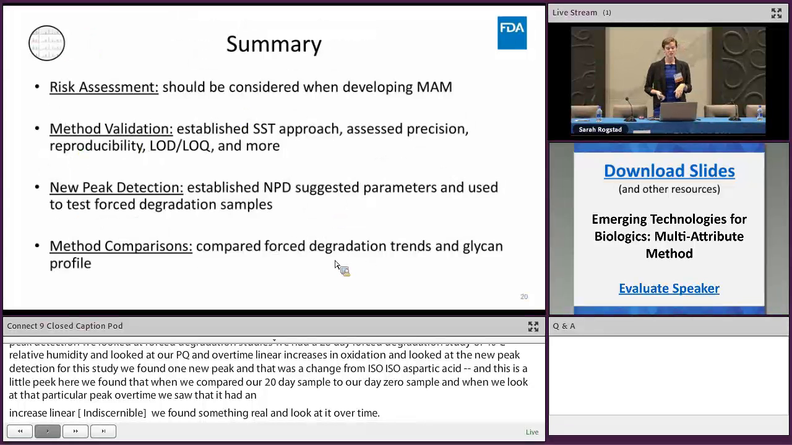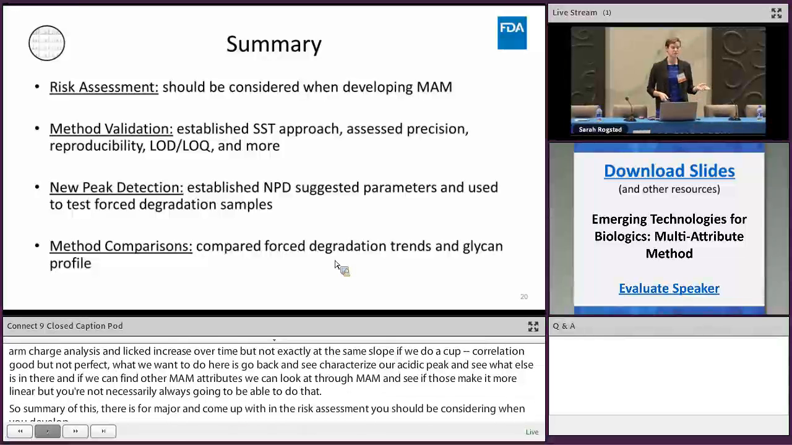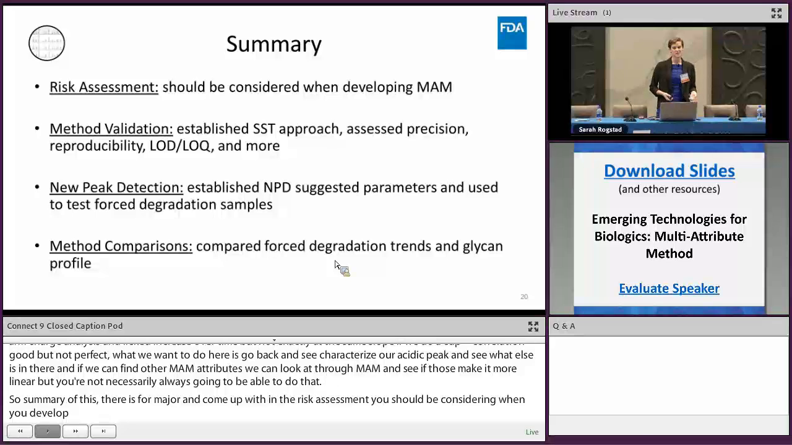So for a summary of this, there are 4 major points to consider that we've come up with, and that's the risk assessment, which you should be considering when you're developing MAM. Method validation, which we use method validation. We established our system suitability approach. We assess precision, reproducibility, LOD, LOQ, and more. Although I don't have time to go into all of those data today. For the new peak detection, we in-house have established suggested parameters for new peak detection and have used it to test forced degradation samples. And we've also done some method comparisons with our forced degradation. We've also done some glycan analysis as well, but it's a little less exciting, so I cut it out for today.